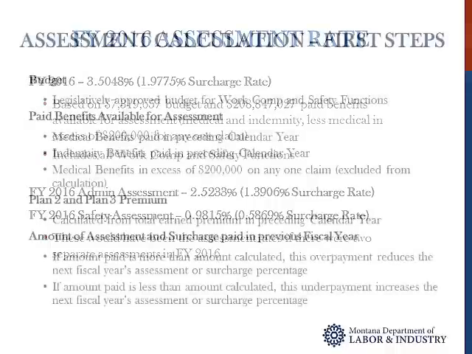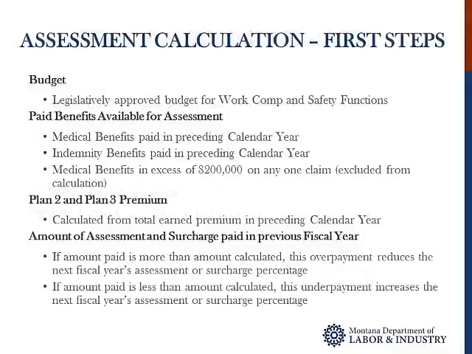There are several components to the actual assessment calculation. The first component analyzed is the legislatively authorized budget. The second piece of the puzzle is the paid benefits available for assessment. These amounts are reported to the department by all insurers, including self-insured employers, on a quarterly basis. The third component is total premium earned by Plan 2 and Plan 3 insurers.